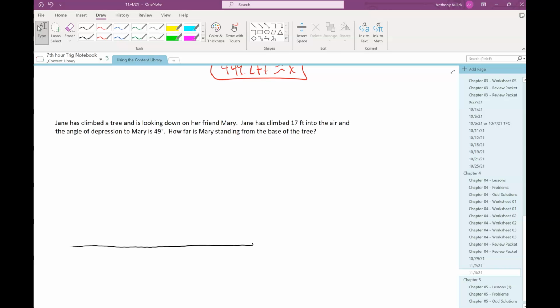All right, let's see. Jane has climbed a tree. Okay, let's draw ourselves a tree. Look, I even used green.